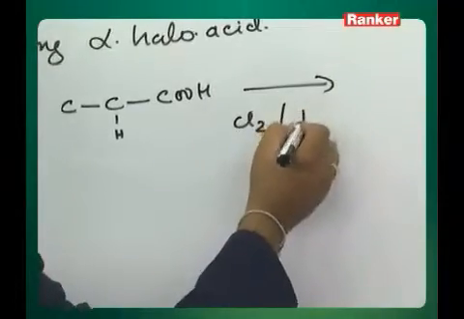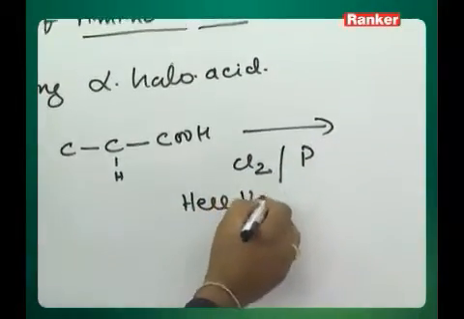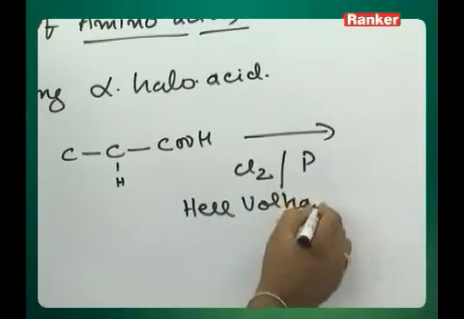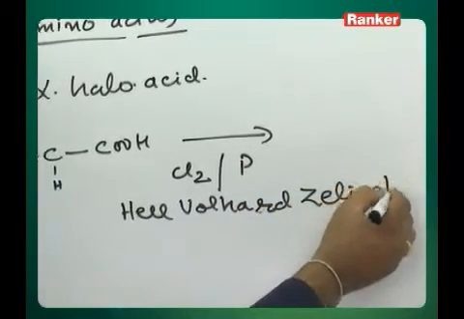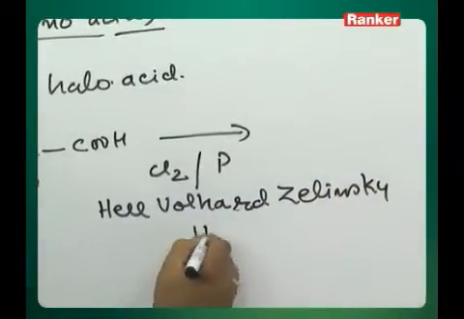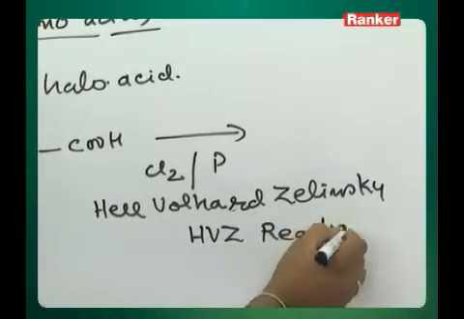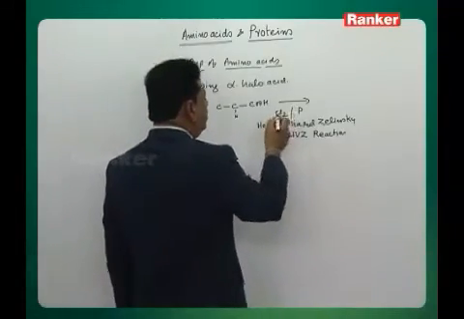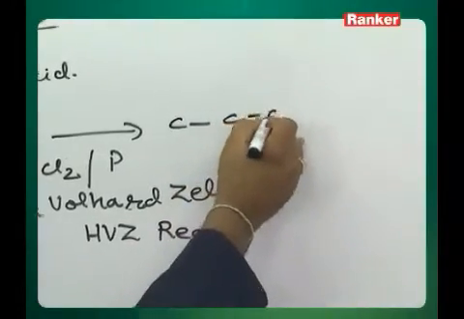chlorine and phosphorus. This method is called the Hell-Volhard-Zelinsky method, shortly known as the HVZ reaction. The HVZ reaction is nothing but an alpha halogenation of the carboxylic acid. So using this particular reagent, one can go for the alpha chlorination.